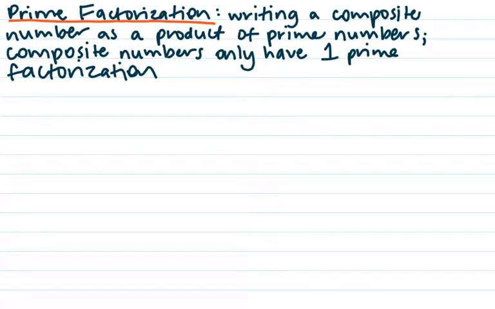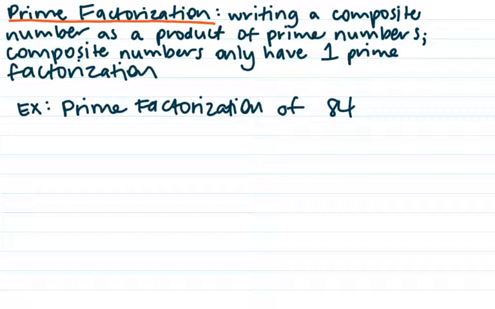The last part of this chapter is called prime factorization. Prime factorization is writing a composite number as a product of prime numbers, and composite numbers only have one prime factorization. So in this example, we're going to write the prime factorization of 84.